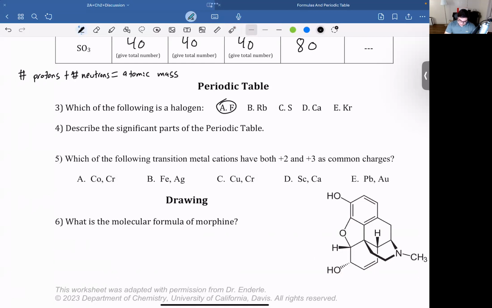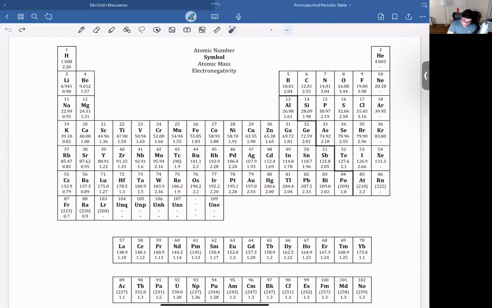But yeah. 4 says describe the significant parts of the periodic table. So we'll break this up into groups, in just the broadest groups. So you have your metals on the left, right?